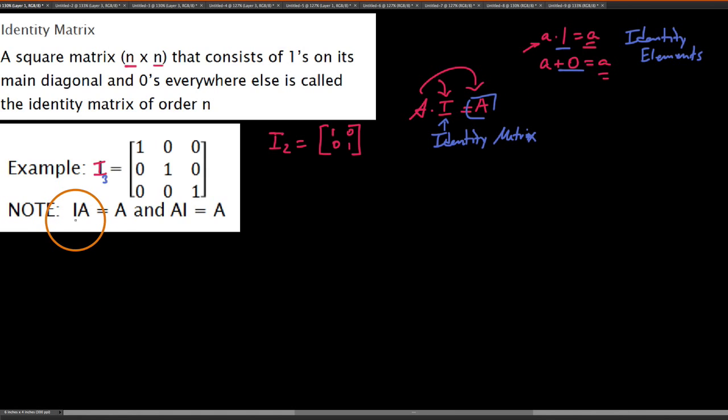The note to mention here is that if we take the identity times A, we just get A. And this is really important. You might say, well, these say the same thing, but remember, order matters when you multiply. So if we take A times the identity and switch that order around, you still get A. So what I want to do in this example is demonstrate this.